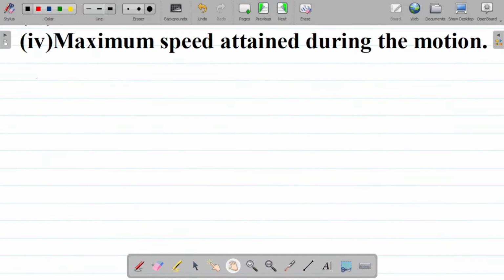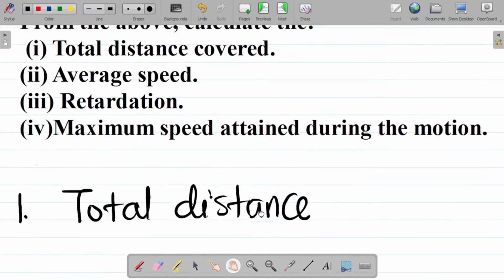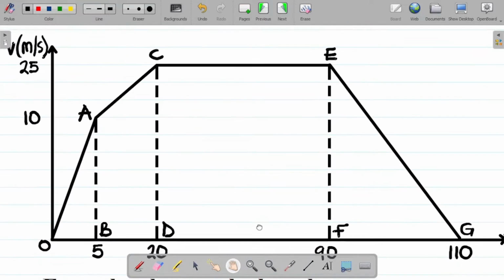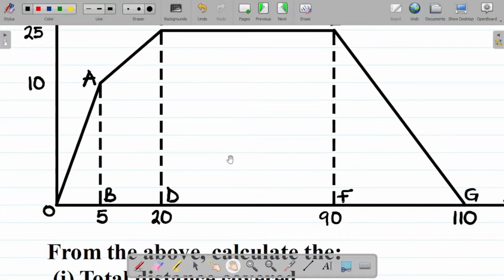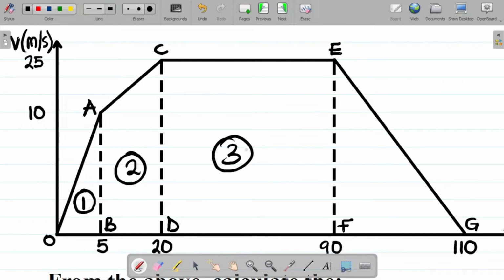First things first, number one, we have to find the total distance covered by this graph here. To get total distance, all you have to do is divide this graph here into different shapes or different sections, which this becomes your first section, this becomes your second section, this becomes your third section, this becomes your fourth section. So to get the distance of each section, simply take the area of the shape. That's all. Take the area of the shape.